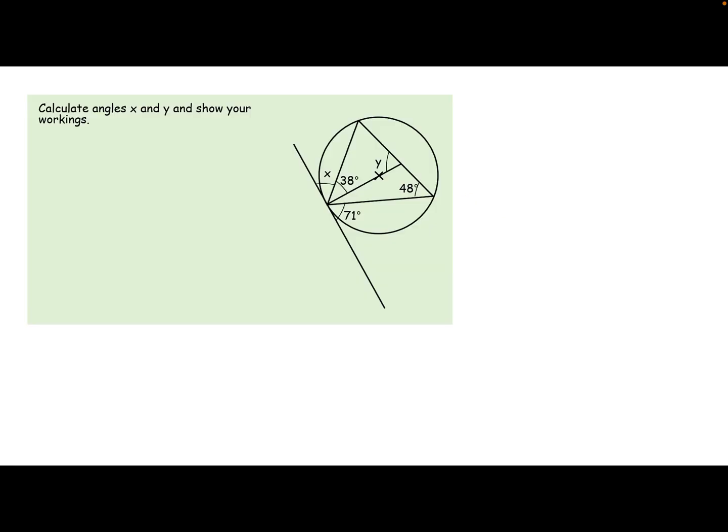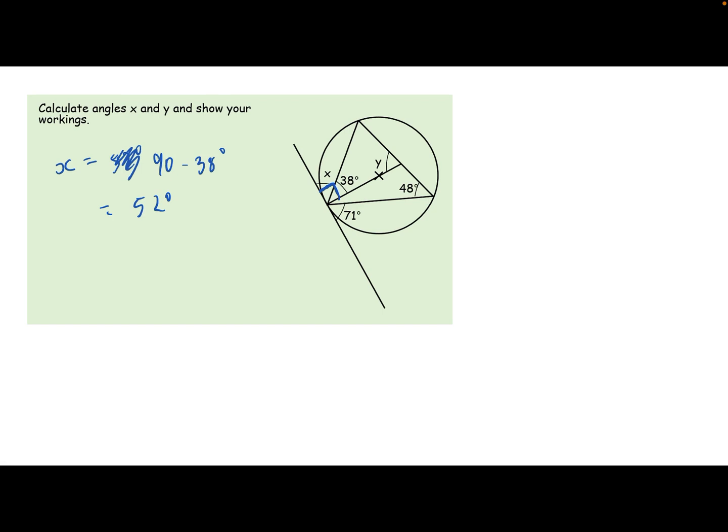Okay, so let's have a look here. Calculate X and Y and show your working. Well, X should be equal to 52 degrees simply because this is a right angle. So if I didn't show my working, it should be 90 minus 38, which is equal to 52 degrees because when a tangent meets a radius, we get a 90-degree angle. Okay, so we know X. Now, how are we going to find Y?